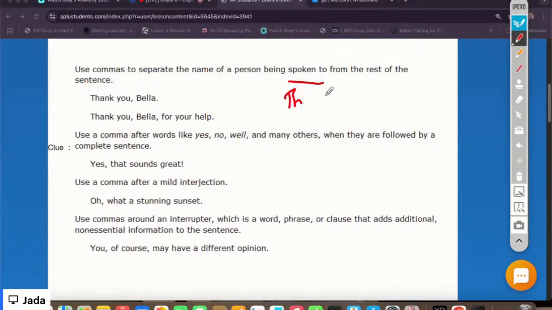So for example, we have "Thank you, Bella," right? So we have "Thank you," we have a comma, and we have Bella. Now, "Thank you, Bella, for your help." So you can see that we have a comma after "thank you," and then we have a comma after Bella. That's just showing that we are separating the name from the rest of the sentence, okay?